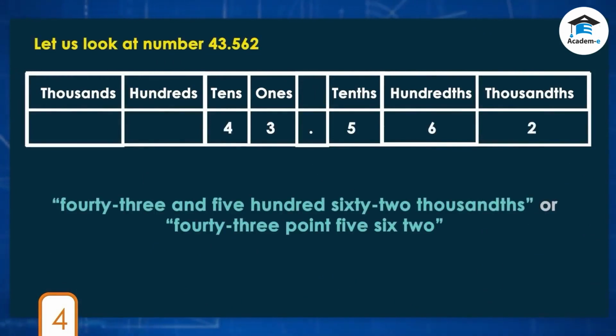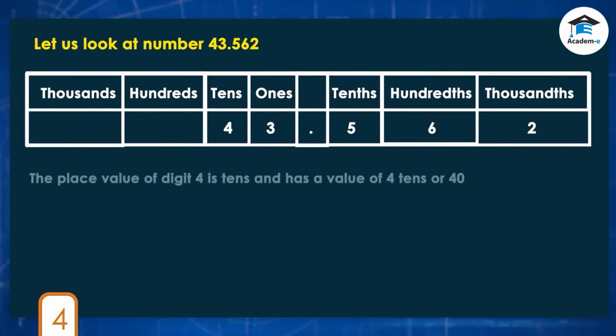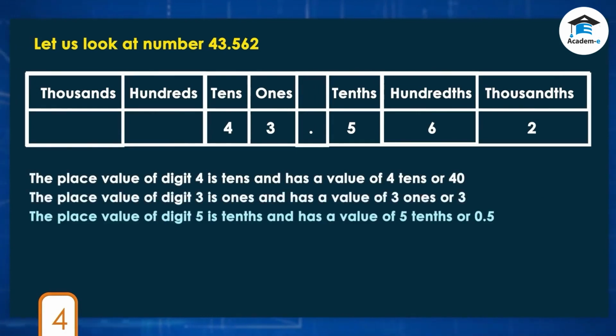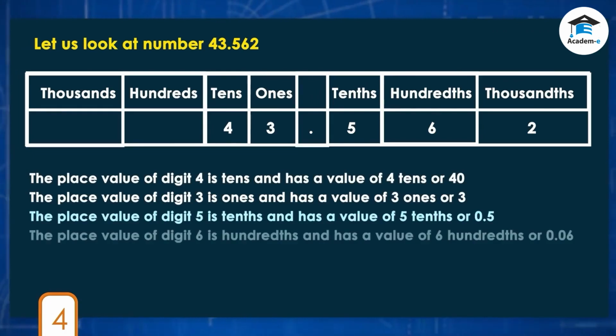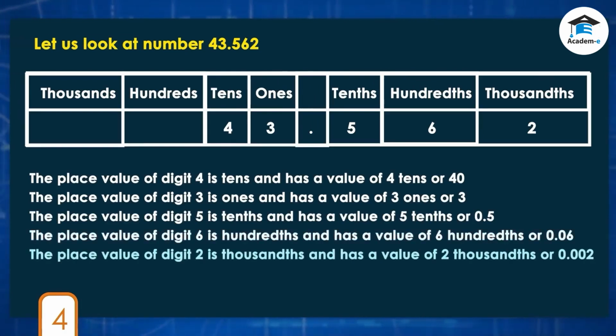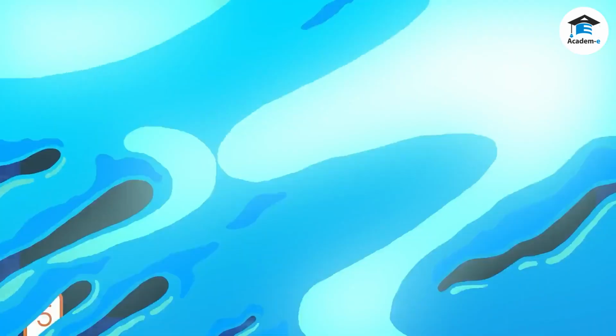Look at the number. This decimal number can be read as 43 and 562 thousandths, or 43.562. The place value of digit 4 is tens and has a value of 4 tens or 40. The place value of digit 3 is ones and has a value of 3 ones or 3. The place value of digit 5 is tenths and has a value of 5 tenths or 0.5. The place value of digit 6 is hundredths and has a value of 6 hundredths or 0.06. The place value of digit 2 is thousandths and has a value of 2 thousandths or 0.002.